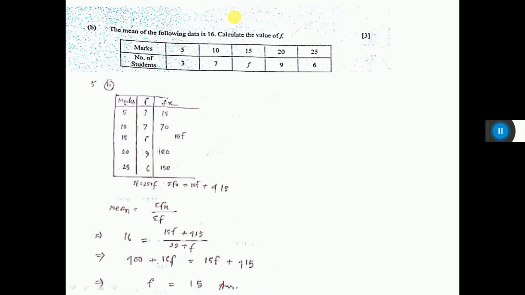The mean of the following is this, calculate F. So write the marks this way and the frequency this way. Make one more column fx, this into this. Add this to get summation fx, and add this to get summation f. Now write the mean formula: mean 16 is given, put summation fx and summation f from there, calculate and get F.